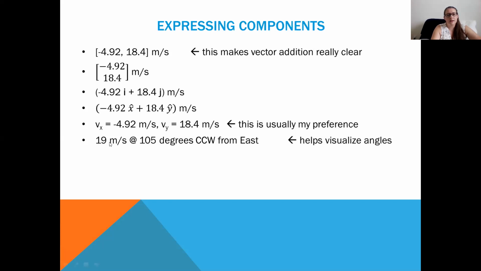You may also see it written like this: the magnitude at an angle counterclockwise from east. So you'll notice that this 19 meters per second seems like it came out of nowhere. It doesn't match the negative 4.92 or the 18.4. It just kind of magically appeared. And that's actually the magnitude of this vector. That would be the length of our sum vector if we added them together graphically. And there is a mathematical formula that you can use to help you see that.